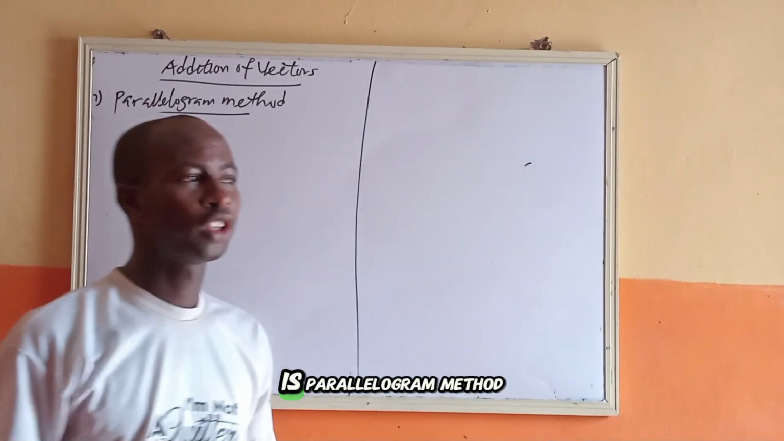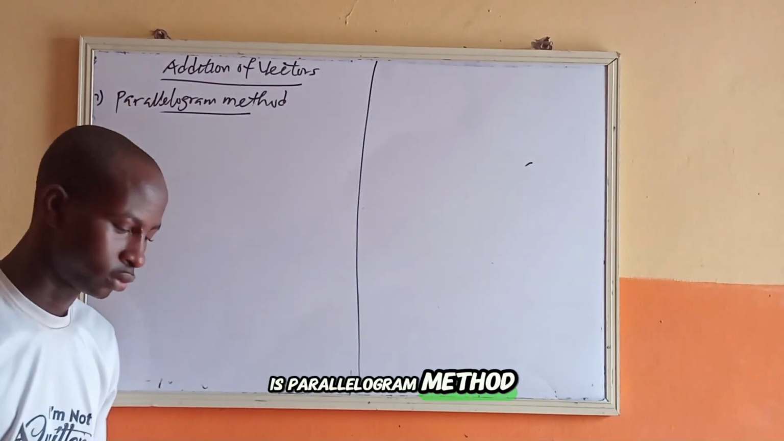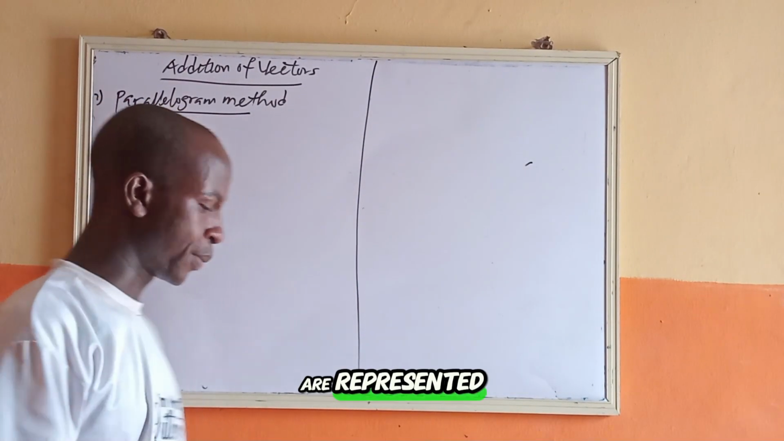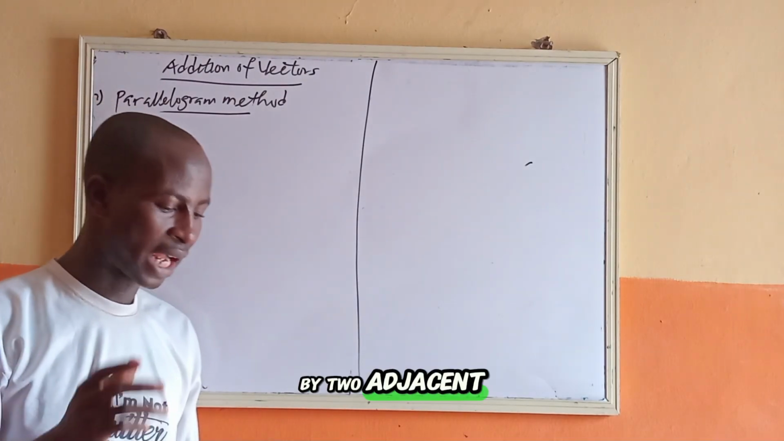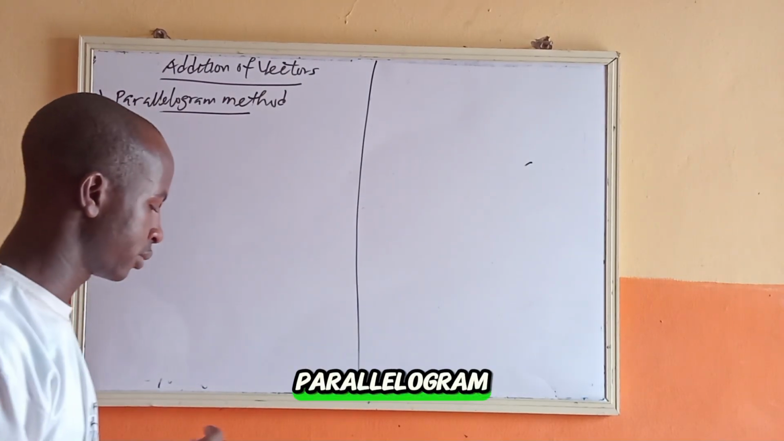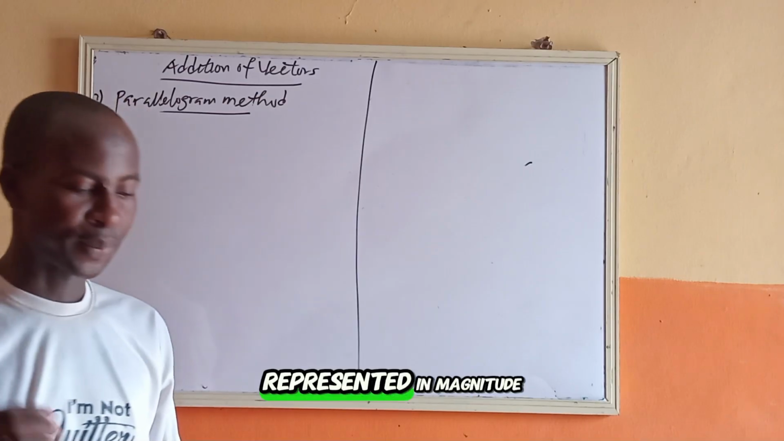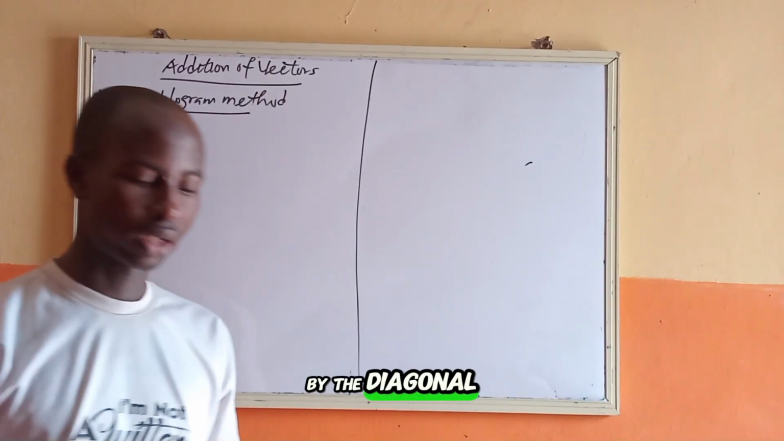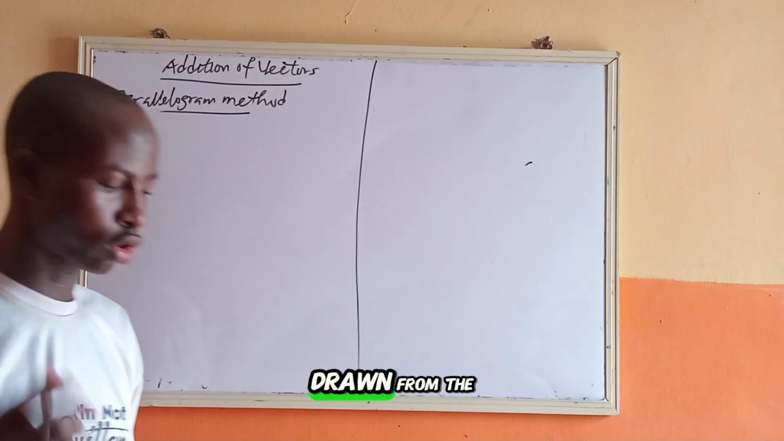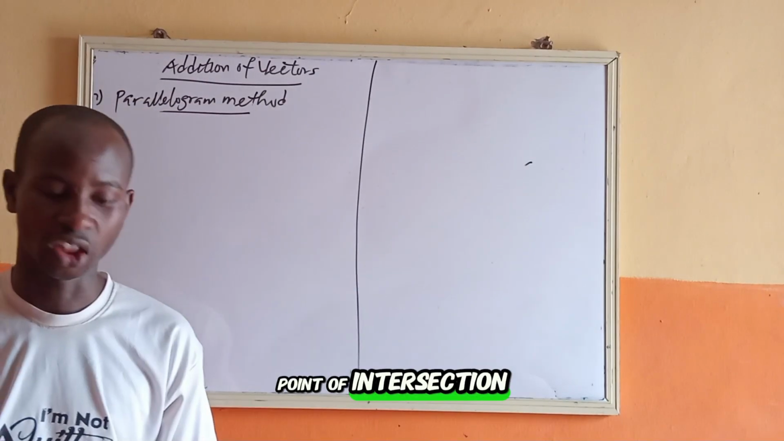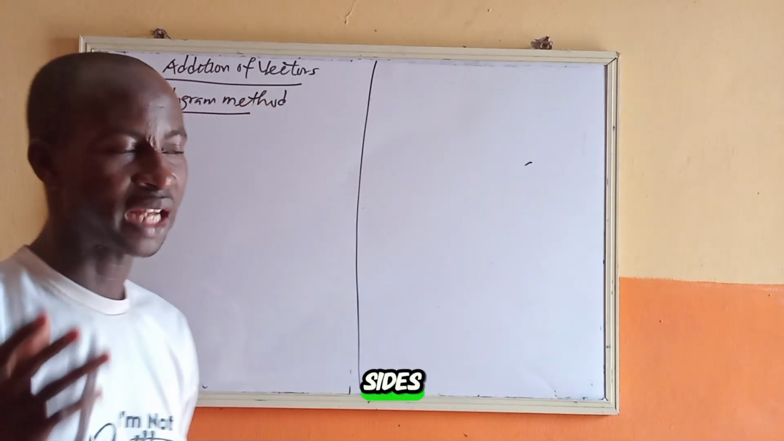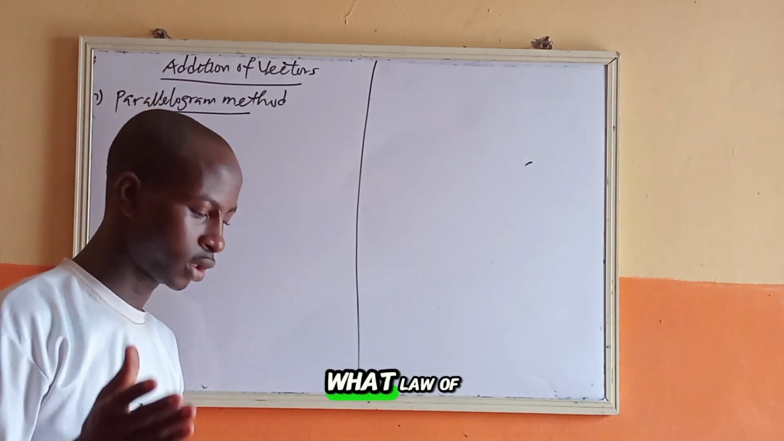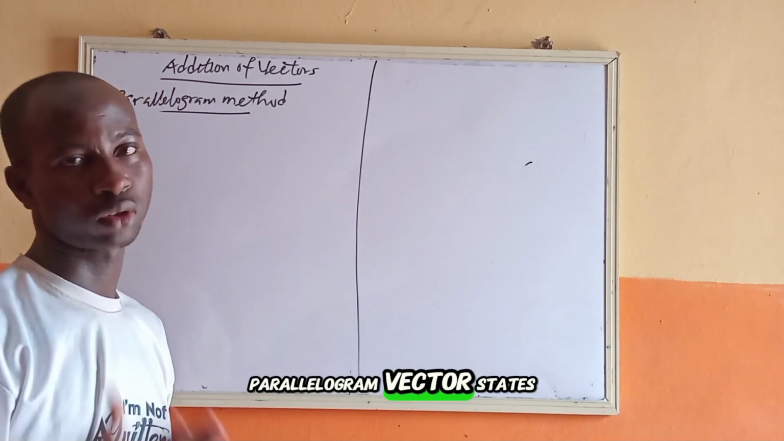The second method is the parallelogram method. If two vectors are represented by two adjacent sides of a parallelogram, the resultant is represented in magnitude and direction by the diagonal of the parallelogram drawn from the point of intersection of the two sides. That is what the law of parallelogram of vectors states.